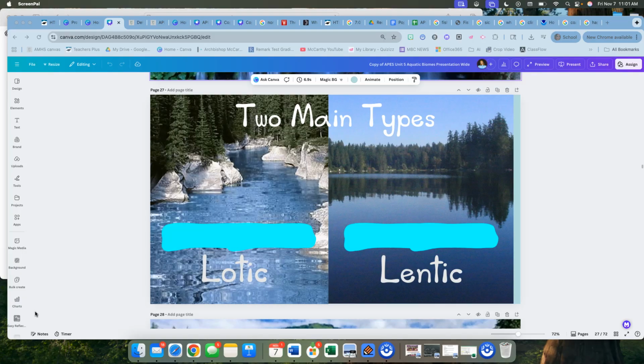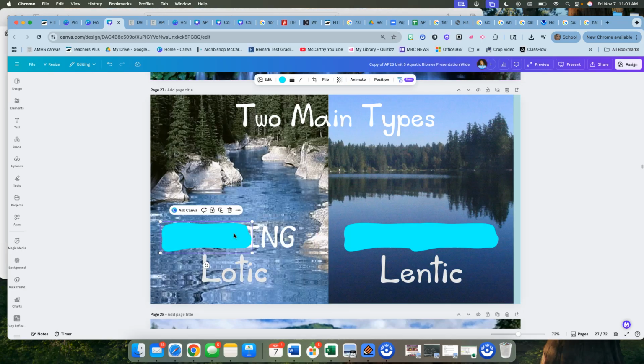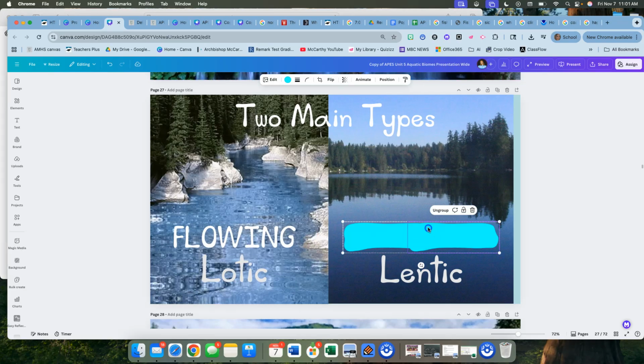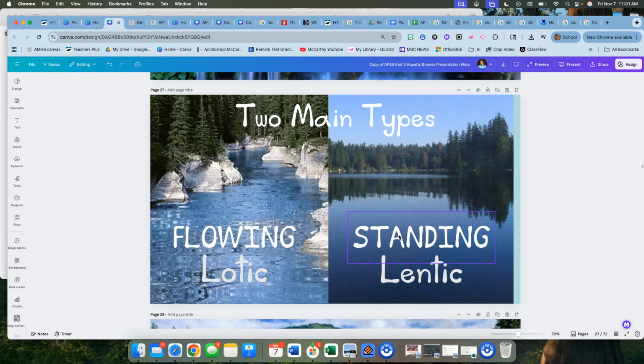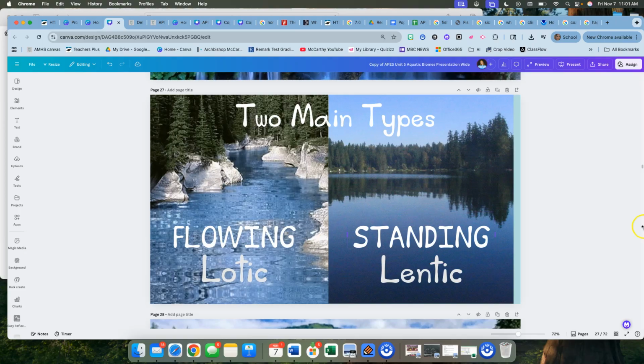What'd you say, Jack? Running and still. So lotic means flowing water, and lentic, if you know Spanish, lentic sounds like lento, which is slow. There might be a little bit of movement, but it's considered standing water.